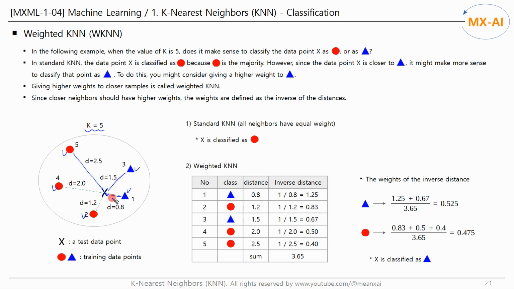In this situation, we want to predict the class of this test data point, X. In the standard KNN, this test data point would be classified as red, which is the majority. All neighbors have equal weight. This is simply decided by majority voting without taking into account the fact that this test data point is closer to blue.